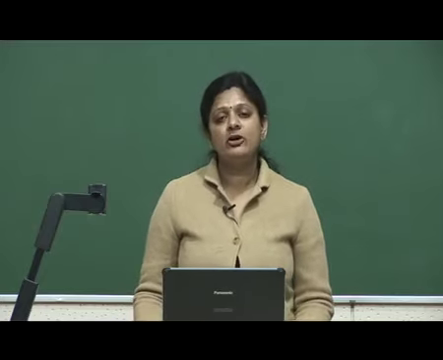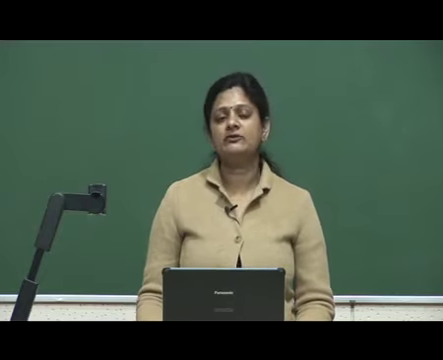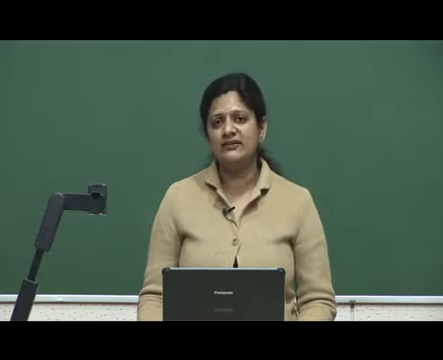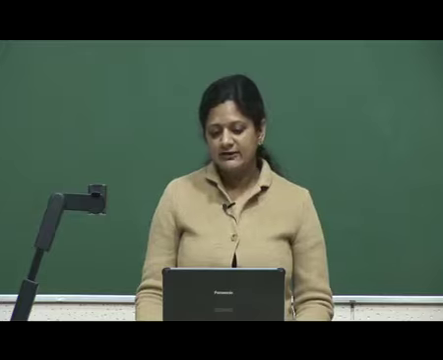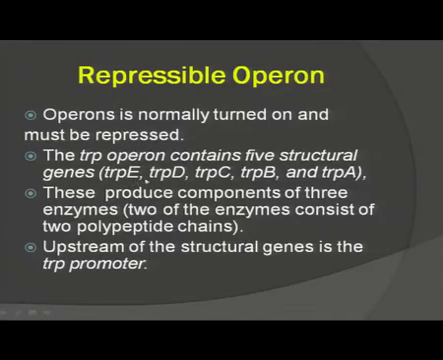An example of this repressible operon is the TRP operon system. TRP means tryptophan. Tryptophan is one of the amino acids. The TRP operon contains 5 structural genes: TRPE, TRPD, TRPC, TRPB and TRPA. These 5 genes undergo transcription and translation to synthesize different enzymes which are involved in the synthesis of tryptophan. Upstream of these structural genes is the TRP promoter. So, you can see the organization of the TRP operon here in the diagram.